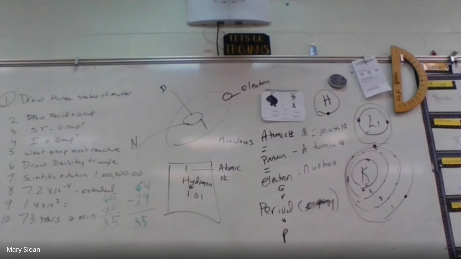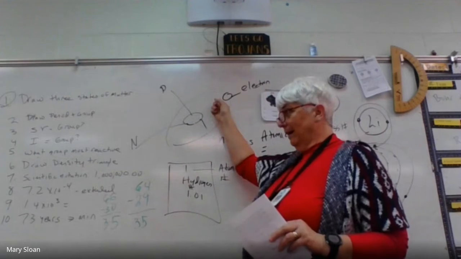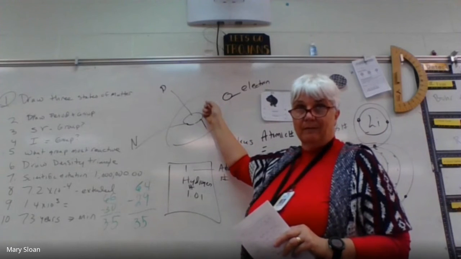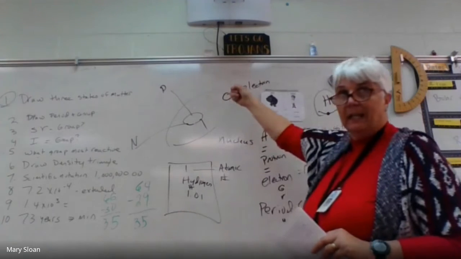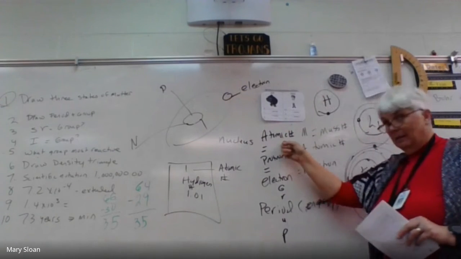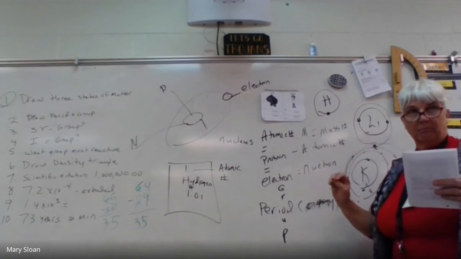Okay, now the electron. Where is electron located? On the outside. Right? What kind of charge does it have? Negative charge. How do I find the electron? It equals the atomic number. Do you have all that written down?